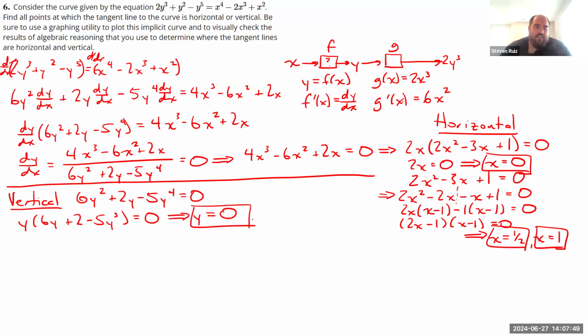without graphing. So for now, let's do this. I believe that I found three candidates for where I'm going to have horizontal tangent lines: x equals 0, x equals a half, and x equals 1. And so far I have one point where I might have a vertical tangent line, at y equals 0. This is a fourth degree polynomial. I could have four real solutions. Right now I have one.